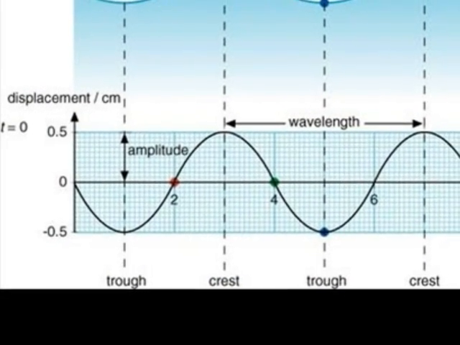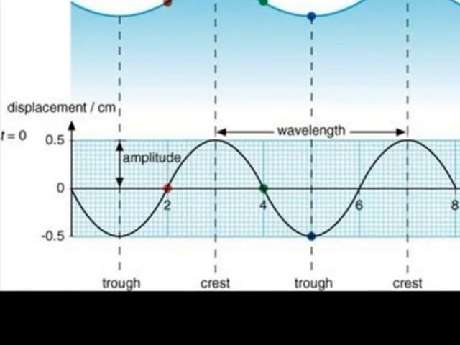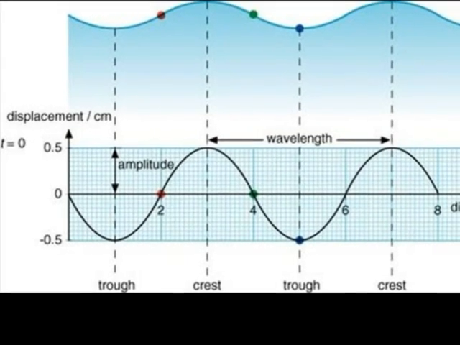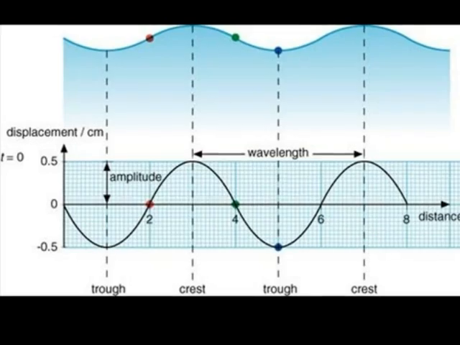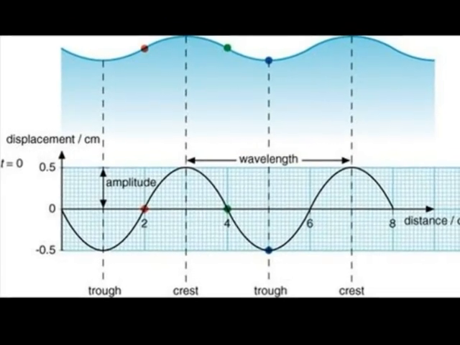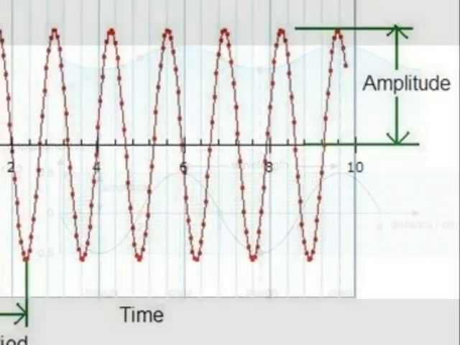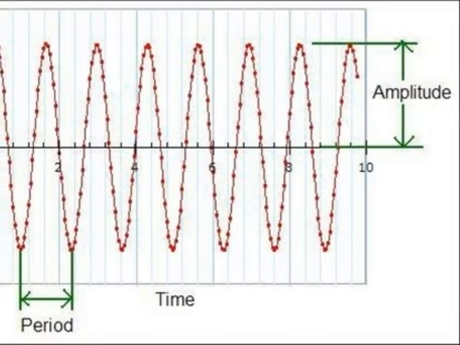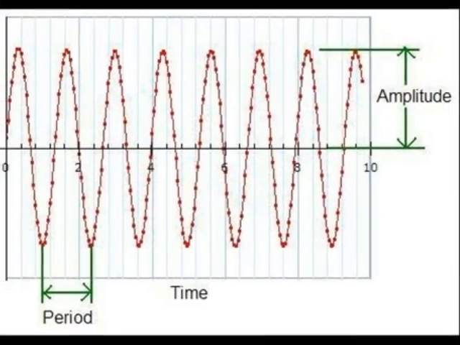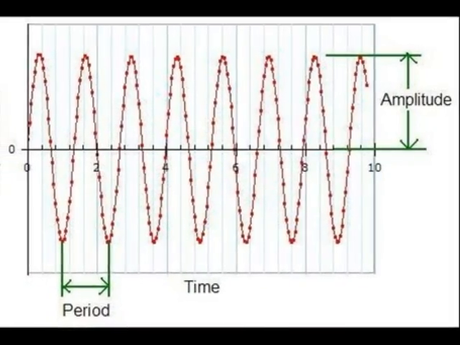Waves can either be placed on a displacement distance graph so that you can find out how far particles have traveled from a source at a specific instant in time, or on a displacement time graph so that you can describe the movement of one particle at various times.